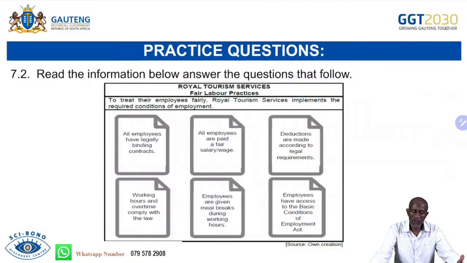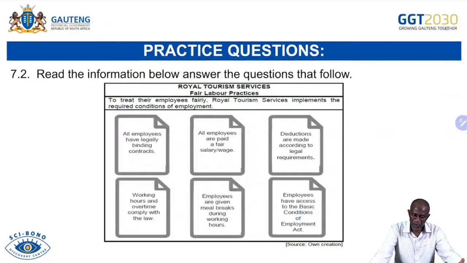As we move further with the practice of questions, this is another set of questions coming from the past paper. Read the information below, answer the questions that follow. Royal Tourism Service, fair labor practice. And in this, we have about 6 tiles or 6 information leaflets. I'll take you through them.